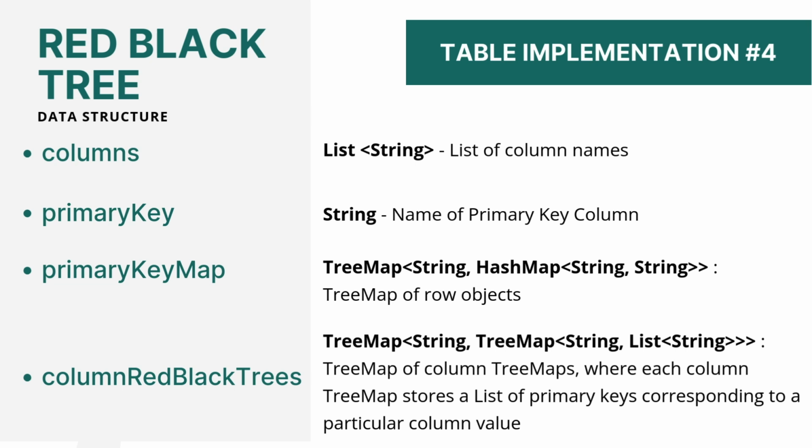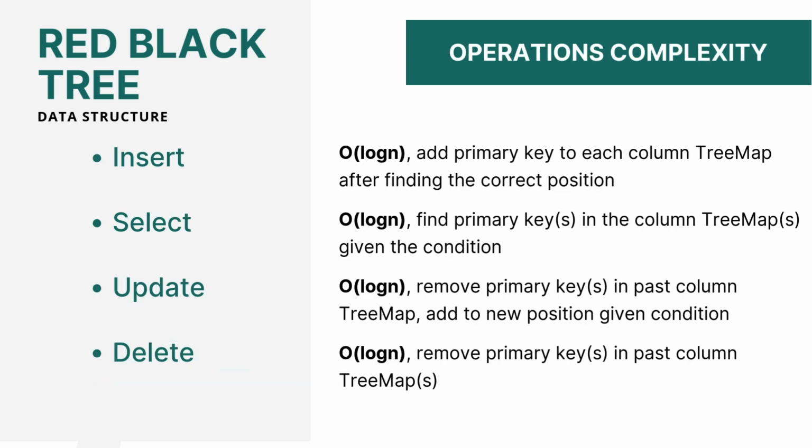Lastly, will be red black tree. So red black tree consists of columns, which is a list of column names, primary key, which is the name of the primary key column, primary key map, which is a tree map of row objects, and column red black trees, which is a tree map of column tree maps where each column tree map stores a list of primary keys corresponding to a particular column value. Do note that in Java, tree map is represented as a red black tree, and hence we call it a red black tree. So the complexity are given as follows.